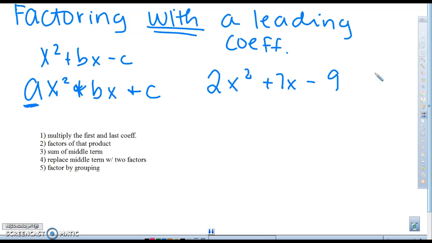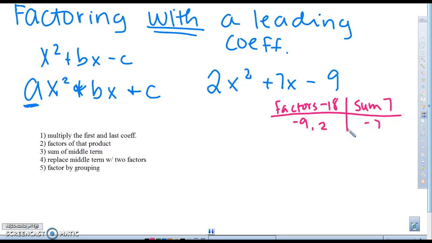So my first thing I need to do is multiply the first and last coefficient. 2 times negative 9 would give me negative 18. And I want factors of negative 18 that sum to 7. Looking at this, I'm thinking that negative 9 and 2 might work, but that gives me negative 7. So maybe I need to switch my signs and do 9 and negative 2. That gives me positive 7.